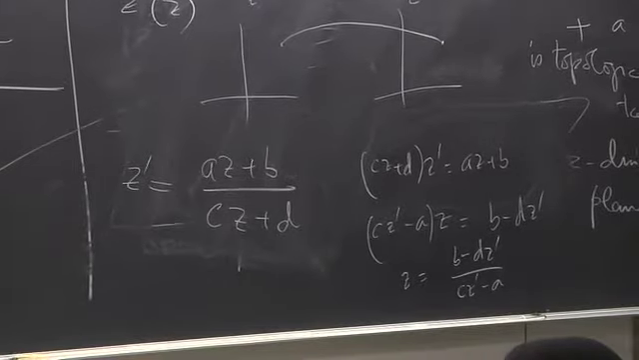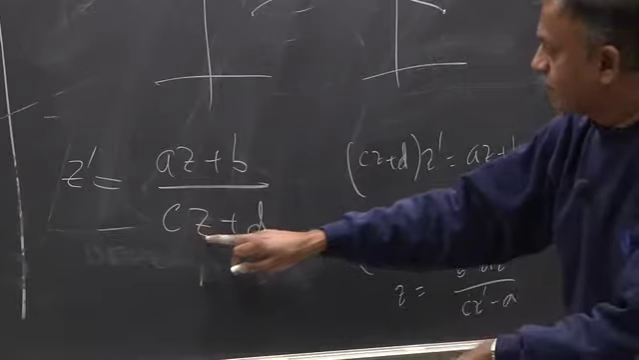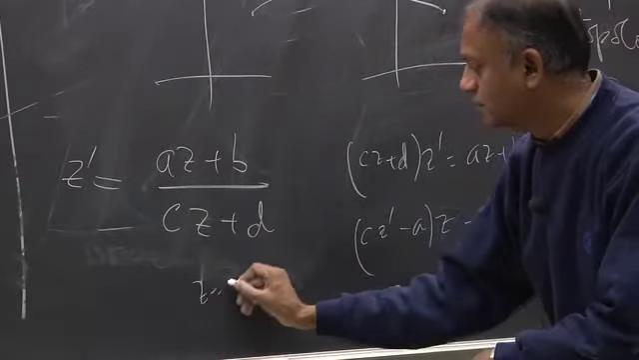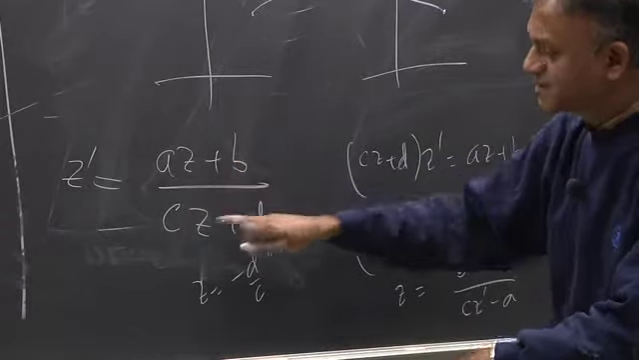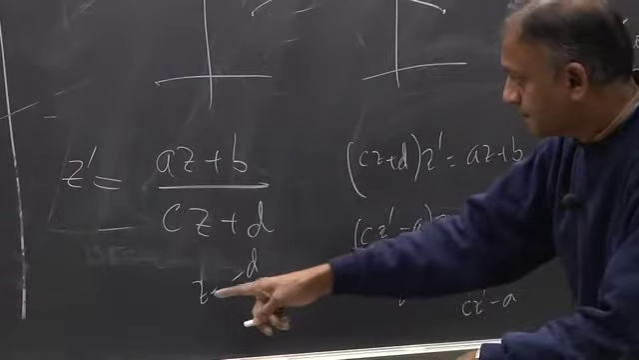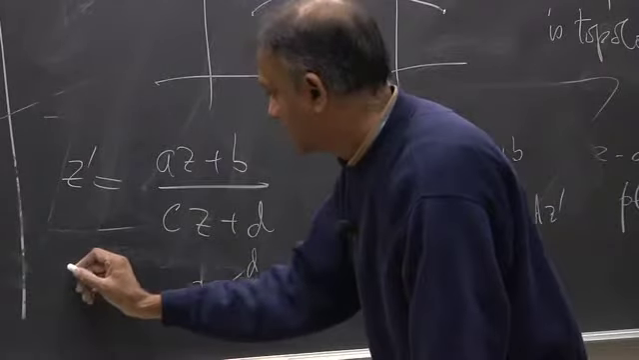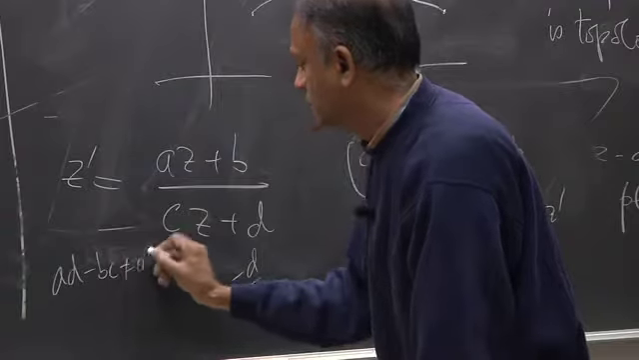Furthermore, if you look at how the points are mapped, look at the point z equal to minus d divided by c. Well, I forgot to mention that a, b, c, d are some complex numbers, but with the determinant not equal to 0. So ad minus bc should not be equal to 0.